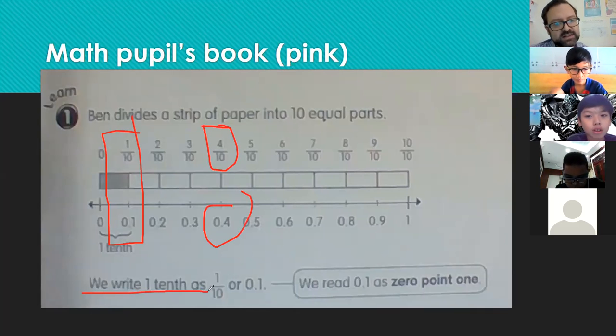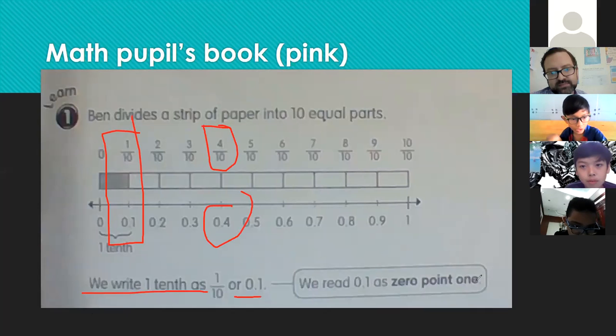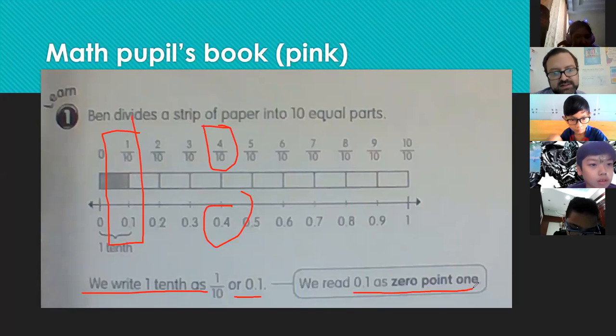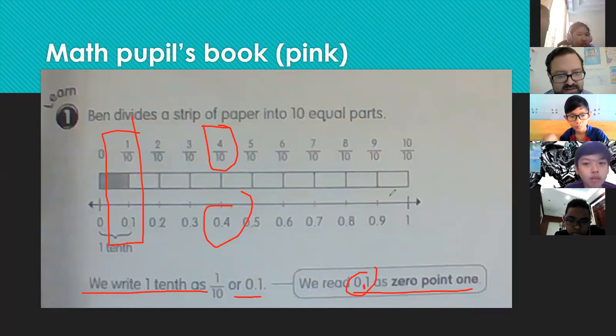Here, let's look at this sentence. Domi, can you read this sentence for us? We wrote 1/10 as 1/10 or 0.1. All right, and we read that like this, okay? 0.1. So this number, if you see a decimal point here, we just call this 0.1, all right? Not 0.01 or 0.10, all right?